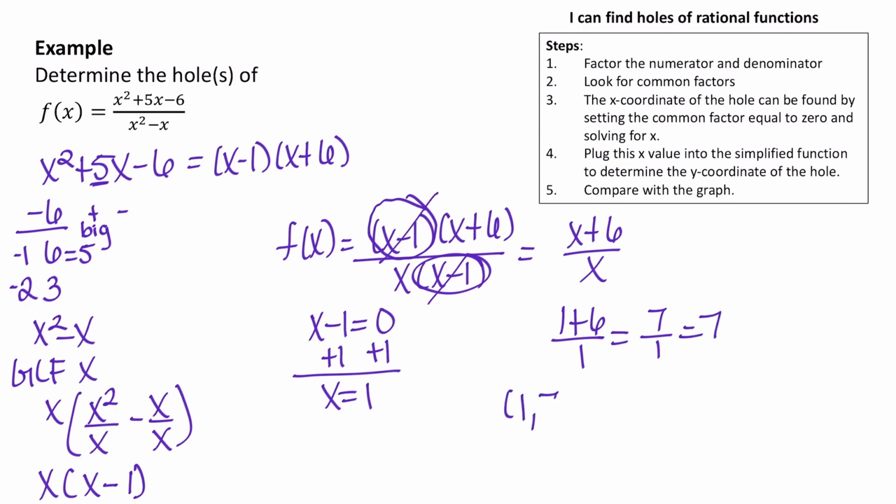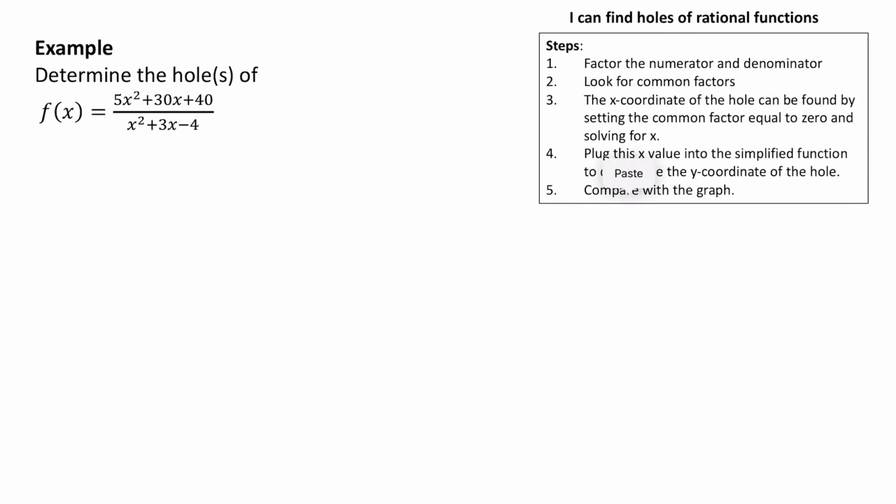So (1, 7) is going to be the location of the hole of this function. You can verify it with a graph by going to Desmos and graphing the function. So now let's determine the hole of (5x squared plus 30x plus 40) over (x squared plus 3x minus 4). We're always going to start off by factoring the numerator and denominator. So let's go ahead and do that.